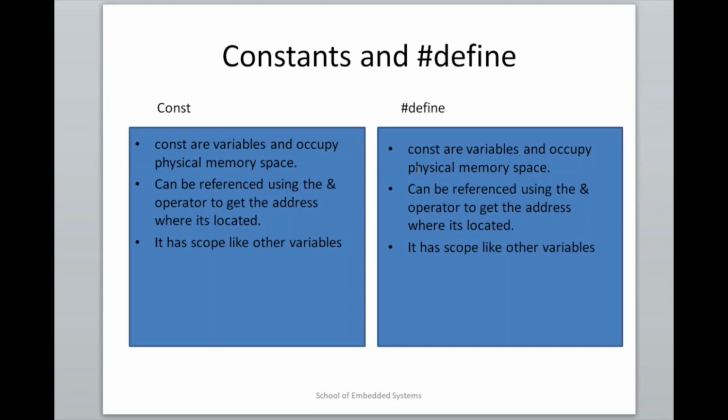Whereas hash define is not a variable, so it does not occupy memory space. If it does not occupy memory space, then we cannot get the address of it. And it has no scope, sorry for the mistake here, it has no scope like other variables.